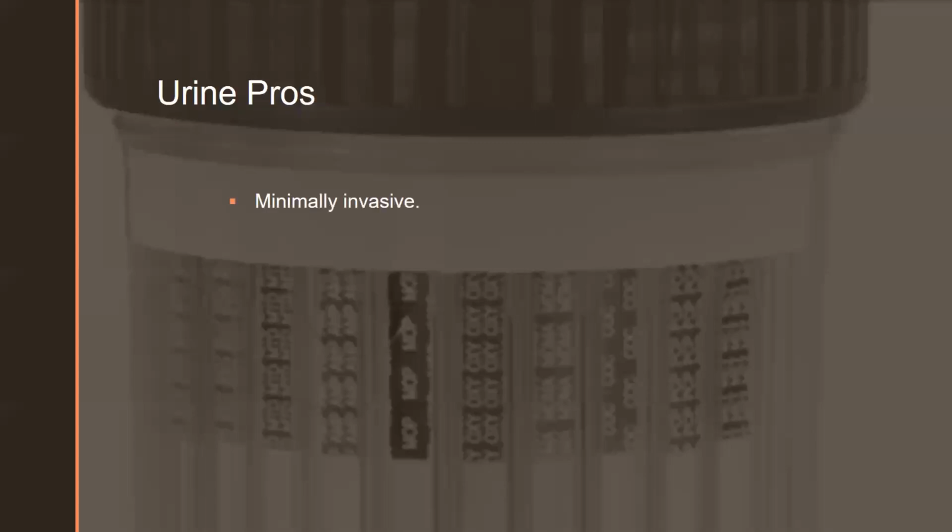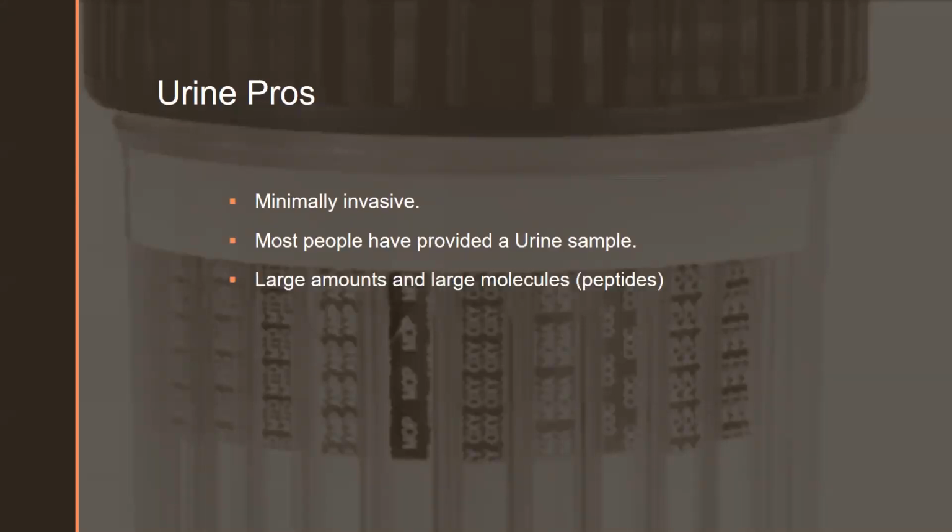So there are some pros with urine. Again, minimally invasive. Most people have provided a urine sample before, so they're comfortable with doing it. Again, large amounts and large molecules. Cumulative, so depending on the biomarker and your experimental design, you get just a great marker over 24 hours.